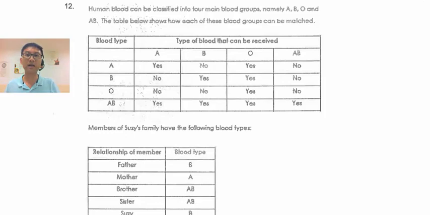Question 12, human blood can be classified into 4 main groups, mainly A, B, O, and AB. The table shows how these blood groups can be matched. This is especially important for blood transfusion, because certain blood types cannot be mixed with another blood type. If they mix, something bad will happen to the person. So this table shows what type can go with which type. For example, for A, I can receive blood from A. I cannot receive B type blood. I can receive O, but I cannot receive AB. Different blood types work differently.